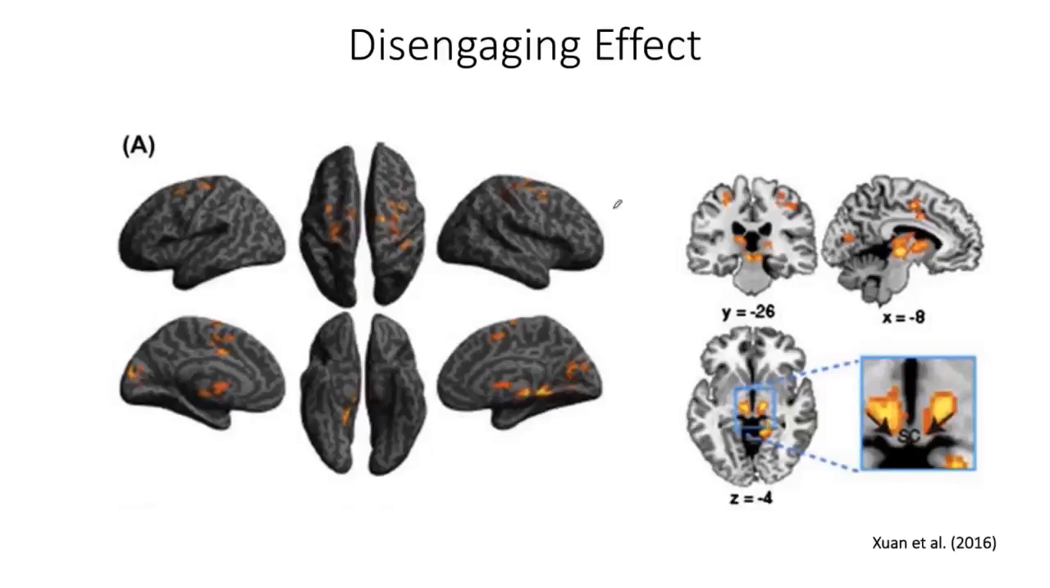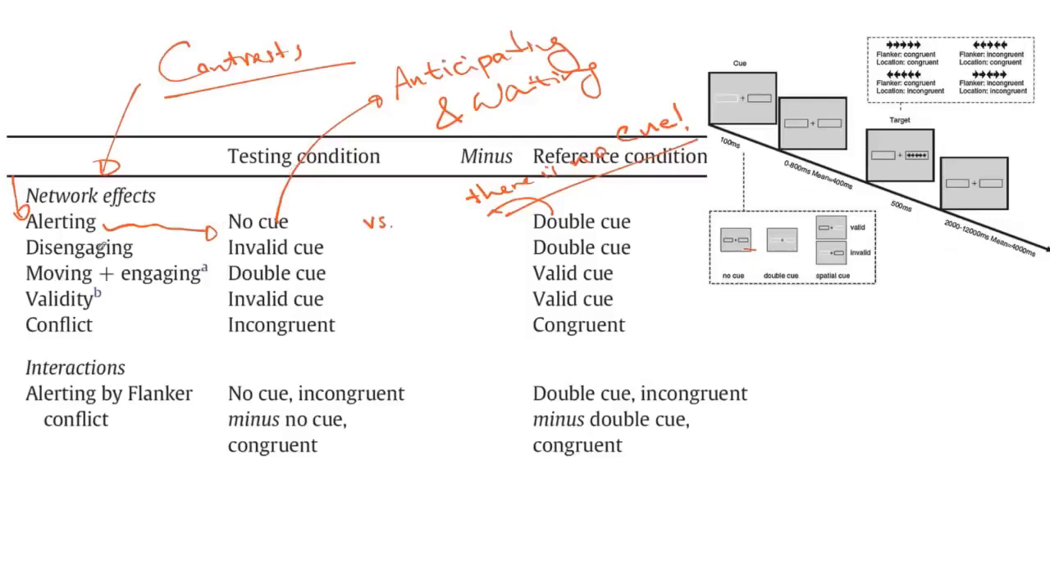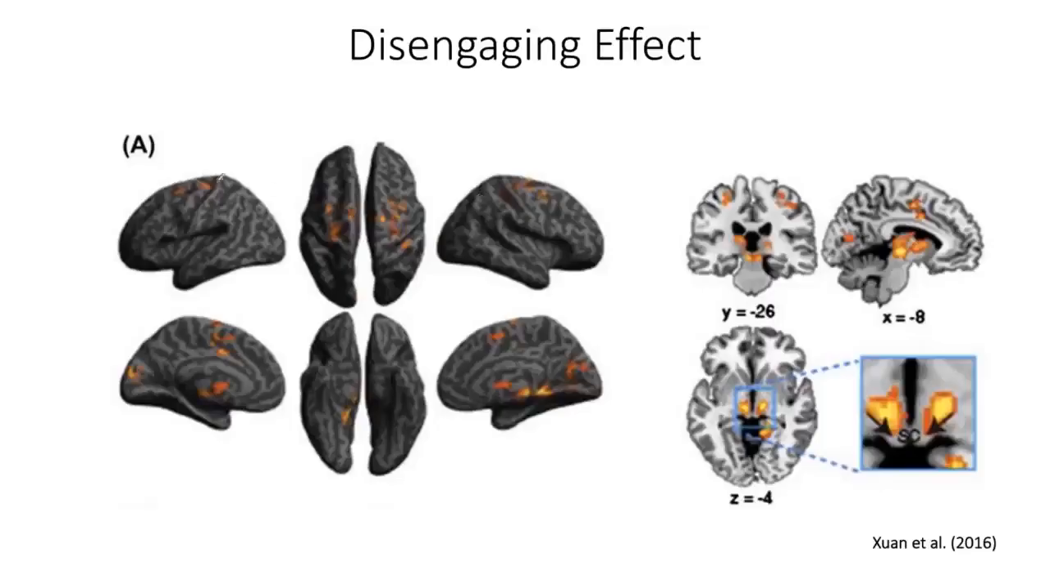The other effect that you can see is the disengaging effect. Let me go back to the contrast that we have. What is disengaging? Invalid cue versus double cue. Let me show you the activations that we have. That might give you another sense about the major activations. We basically have the activations in two parts. One is the frontal eye field, and the other is in the superior colliculus. Does it give you a higher level of information in terms of what the disengaging effect is?